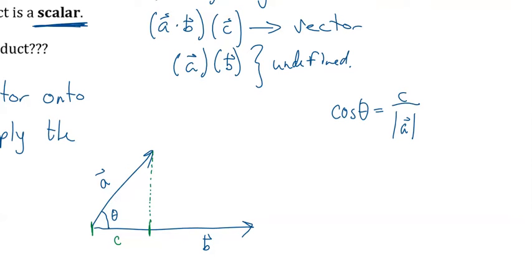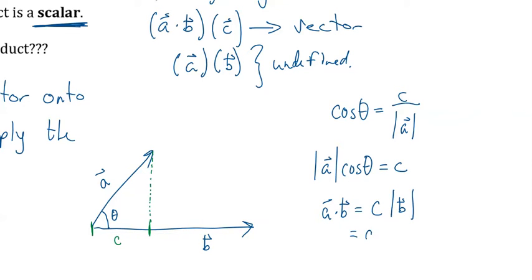And if A dot B is C times the magnitude of B, then it's the magnitude of A cos theta times the magnitude of B, and obviously I can rearrange that into the form that we saw earlier. Right? So it's just C, the projection, times the magnitude of B to see how much bigger it gets.